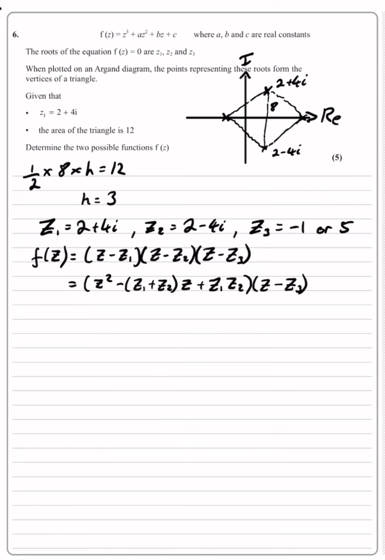So there are 2 possible z3s. Quick calculation on the side. Let's do the product of z1 and z2. That's 2 plus 4i times by 2 minus 4i. Comes out as 4 plus 16, which is 20. And the sum of the roots, 2 plus 4i plus 2 minus 4i. The complex parts cancel and give us 4.